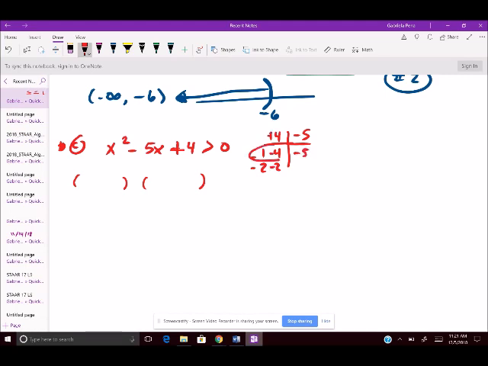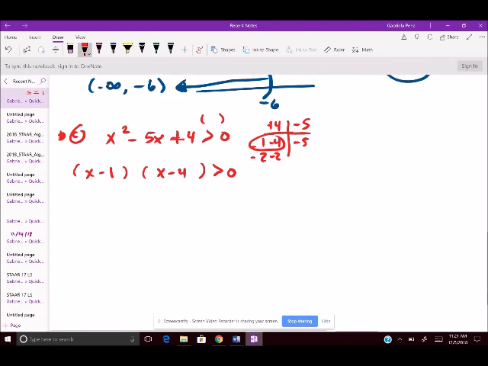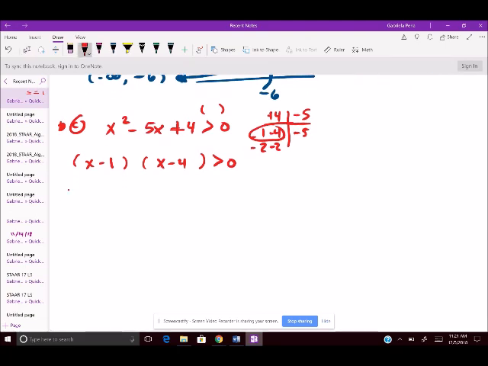So I have those two, they both have to be negative. So it has to be these two, right? So it would be x minus 1, and then x minus 4 is greater than 0. Am I going to be using parentheses or brackets? Parentheses. So that helps you right away to eliminate maybe some answers. Now that it's factored, what do you do to each? Set each one equal to 0.